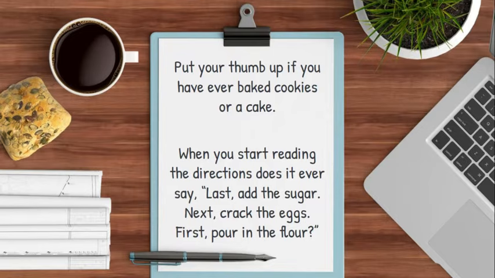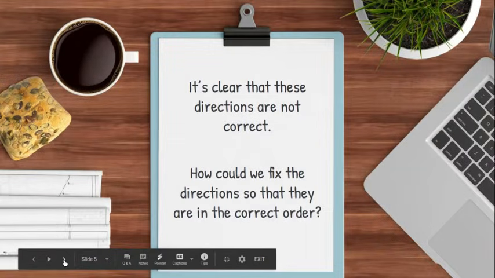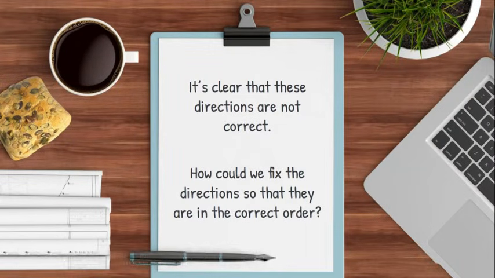Have you ever baked cookies or a cake before? When you start reading the directions for the recipe, does it ever say last, add the sugar, next, crack the eggs, first, pour the flour? That sounds a little odd, doesn't it? It's clear that these directions are not correct. But how could we fix the directions so that they are in the correct order?